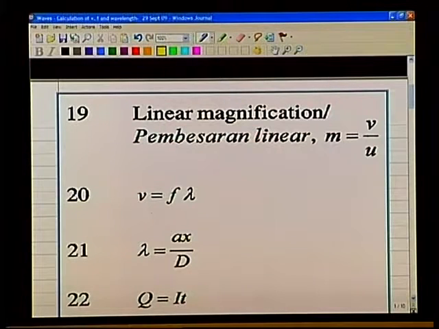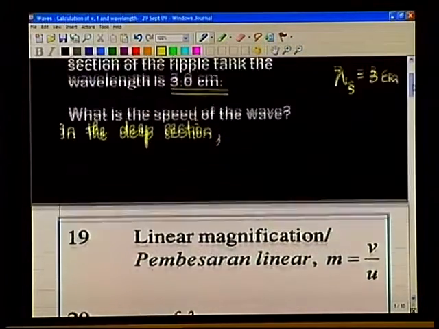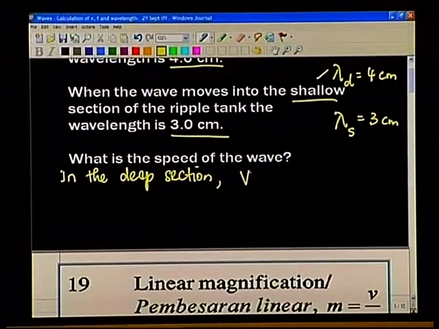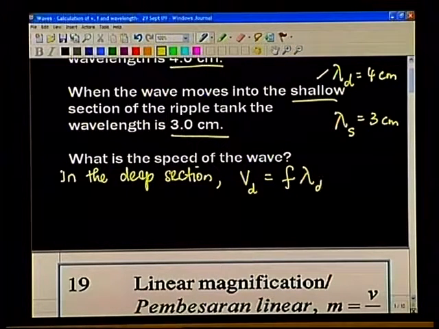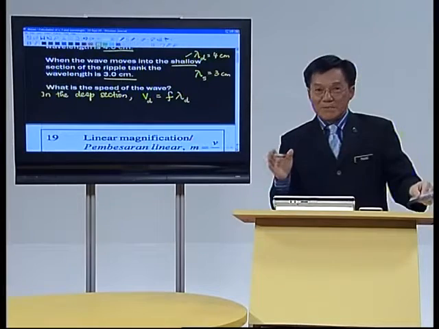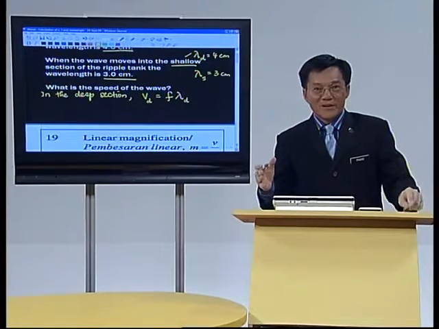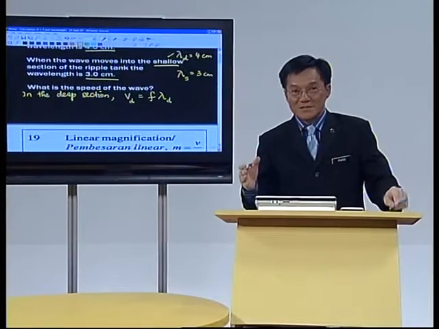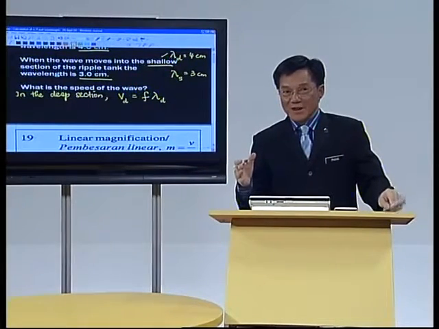Now, what is the formula that we need to use? V equals F lambda. Now, this is given to you in the examination. So V equals F lambda. Now, what is V? It is VD, and lambda D, because this is the deep section. For F, I would not write D, because whether it be the deep section or the shallow section, the frequency of the vibrator is constant. It is kept constant. Alright?